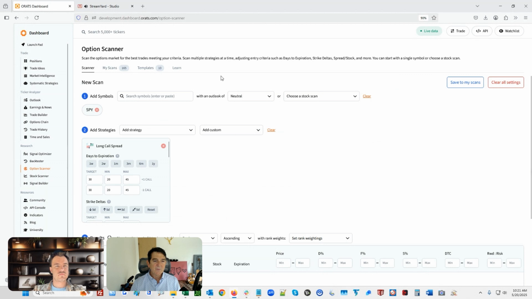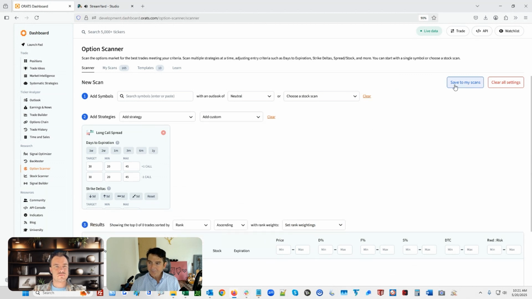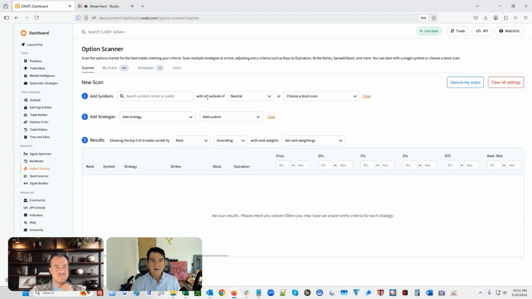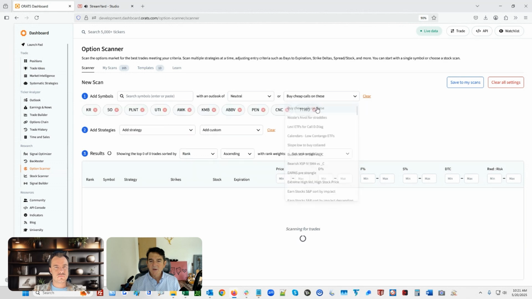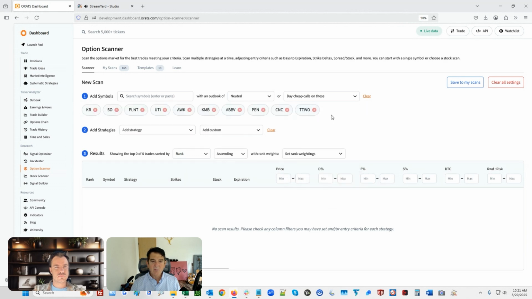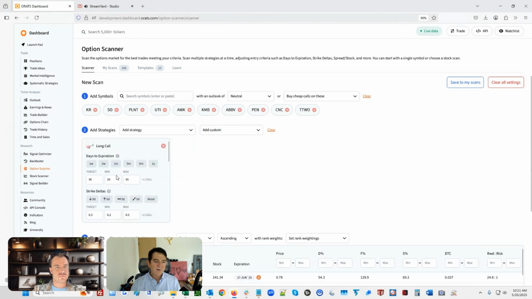I'm going to clear out everything, clear all settings, and choose a stock scan when adding symbols. So 1, 2, 3, it's 1, add symbols. Which symbols? Buy cheap calls on these, and they're the same ones. What strategy? Well, we want to buy a long call.